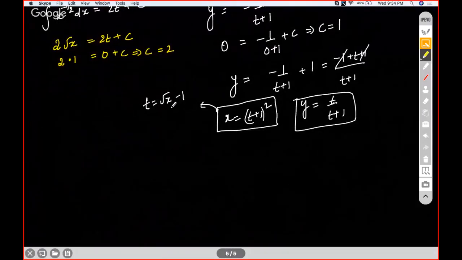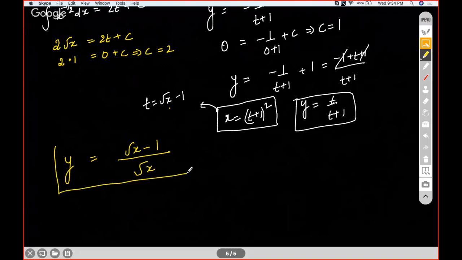So now I put this as t over here. So your Cartesian equation will be y is equal to root x minus 1 by root x. And if you want, you can square both the sides and try to simplify it again. So this becomes your final answer. So the idea is do not start the integration till you have separated the variables out. Next question.